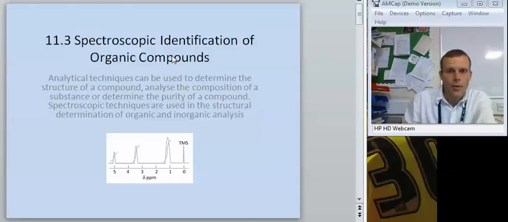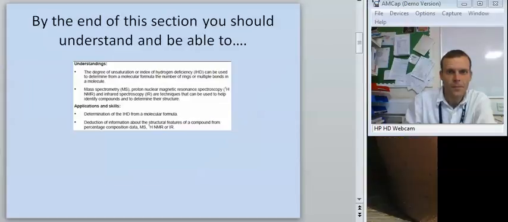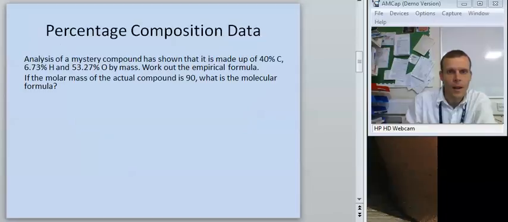Topic 11.3, some spectroscopic identification of organic compounds. You can see there what we're going to be covering, and start with a little bit of review, hopefully, of working out empirical and molecular formula from some percentage composition data.